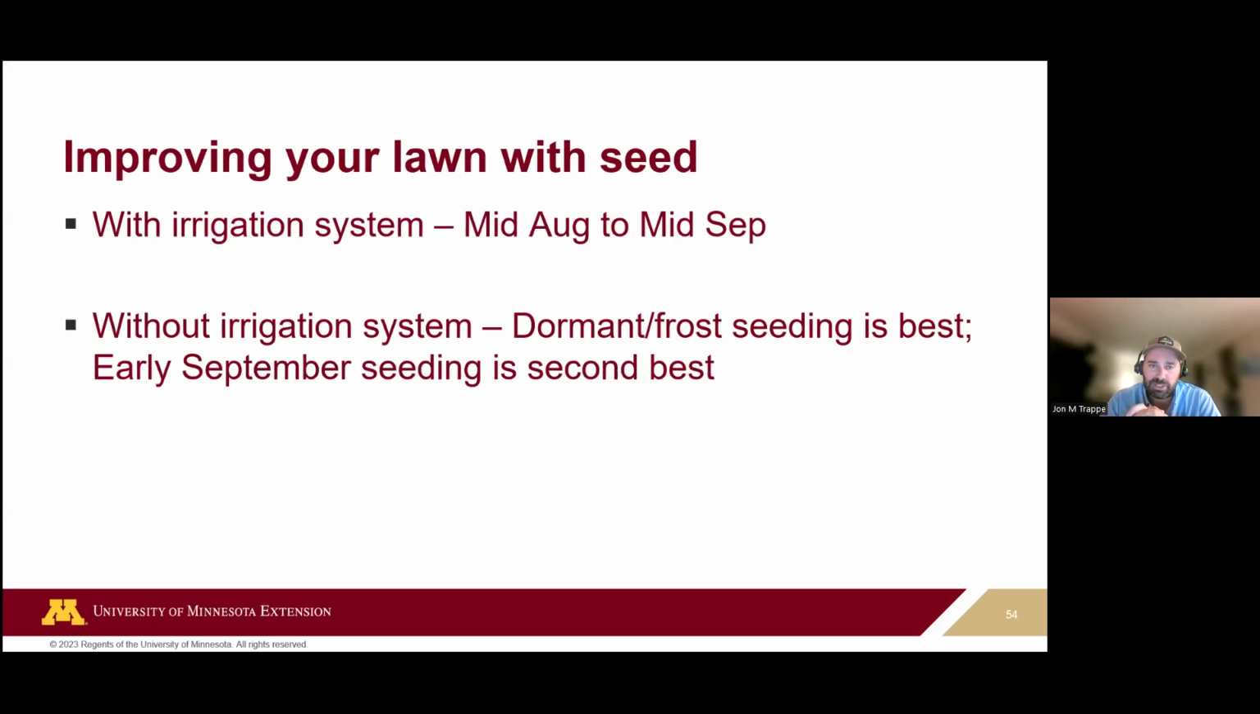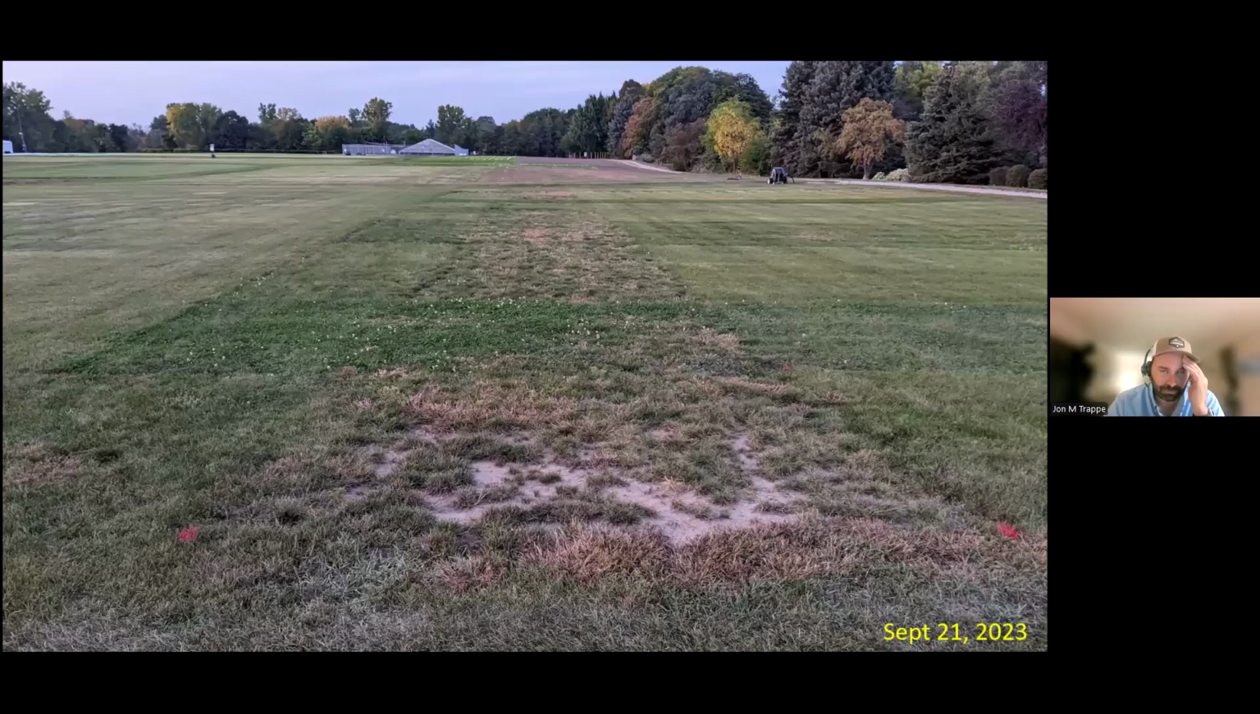If you don't have an irrigation system, which most lawns do not, you're most likely going to benefit from a dormant or frost seeding as the best time of the year for improving your lawn by seed. You can also do early September seeding as the second best, on normal rainfall years. This is definitely not one of those. So dormant seeding or frost seeding is the best. Now, what does dormant seeding mean?